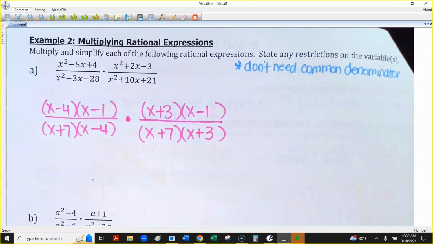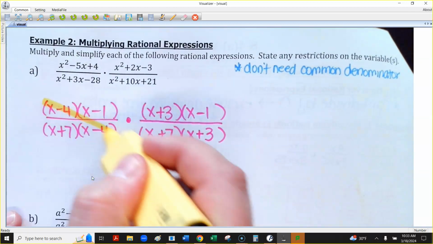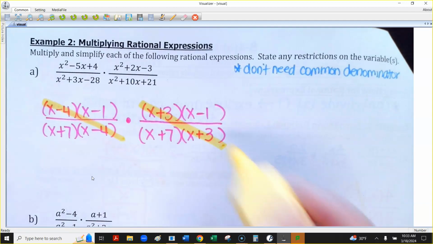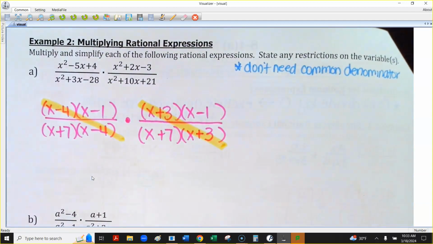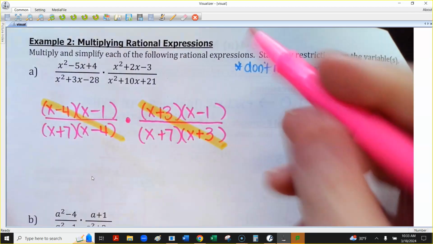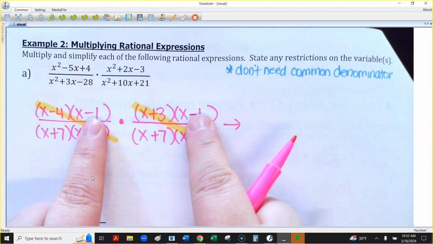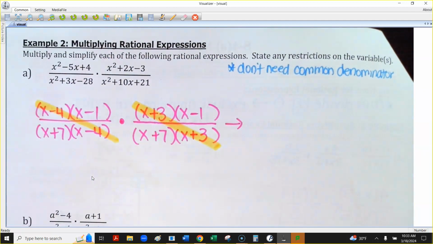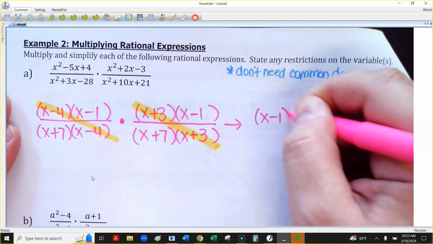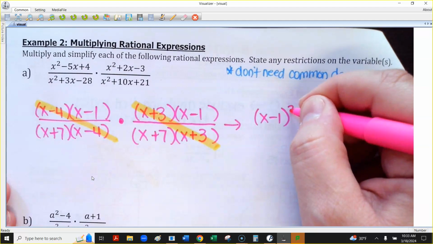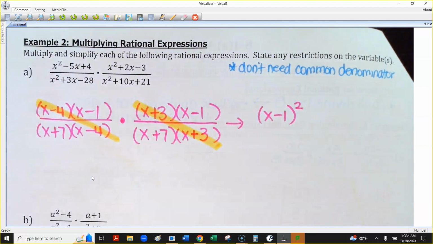Now, what you can cross out is anything that matches top to bottom. So x minus 4 and x minus 4, x plus 3 and x plus 3, and nothing else cancels. I have an x minus 1 in both of the fractions, but they're both on the top. They only cancel if you have one on the top and one on the bottom. So when I write my answer, the top has x minus 1 twice. Just leave these in factored form. Don't FOIL this out. Since they're the same, we could write it like x minus 1 squared if you wanted to, instead of writing it twice.